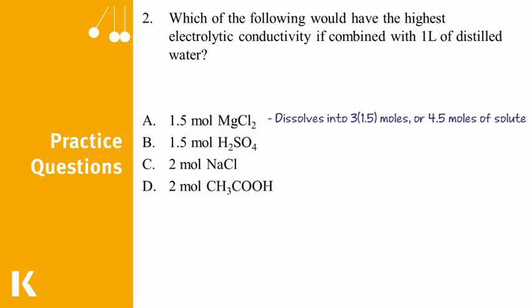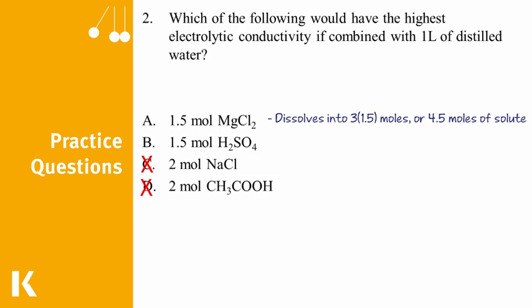Option C is another salt, but sodium chloride only dissolves into 2 moles of solute per mole of solid, for a total of 4 moles. This can't be our answer. Similarly, we can compare B and D, sulfuric acid and acetic acid. Acetic acid only dissociates into 2 particles like sodium chloride, so it can't be the answer. We're down to A and B.